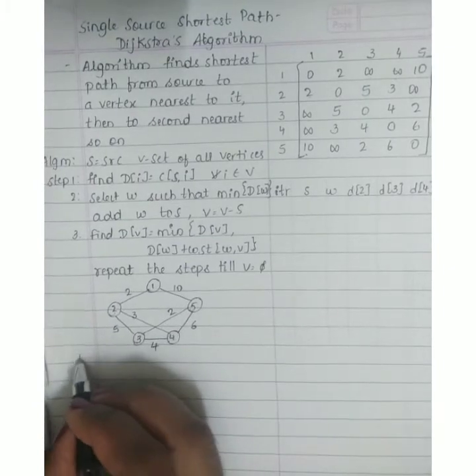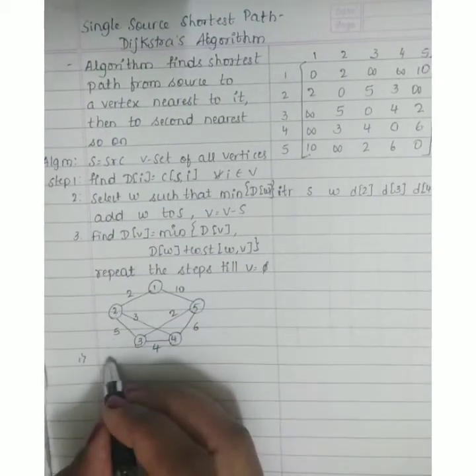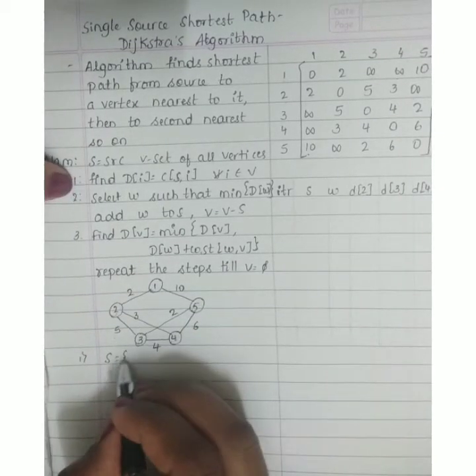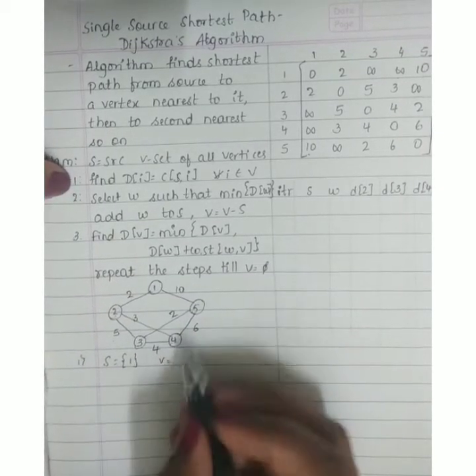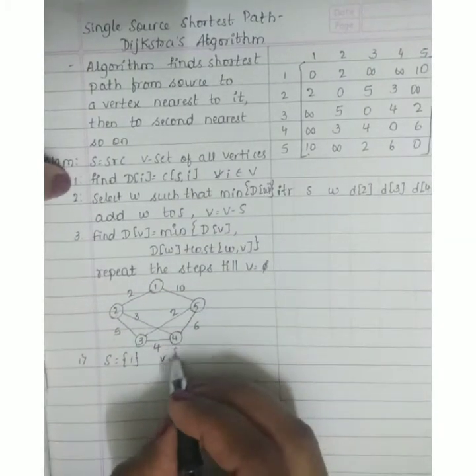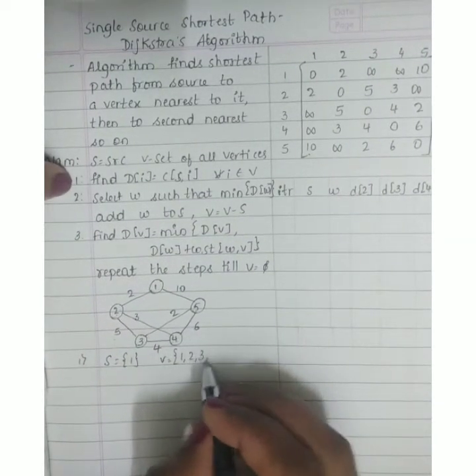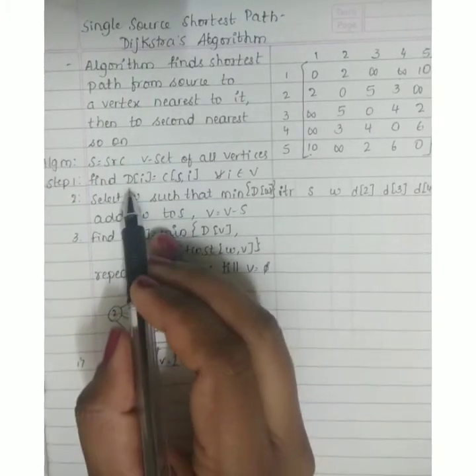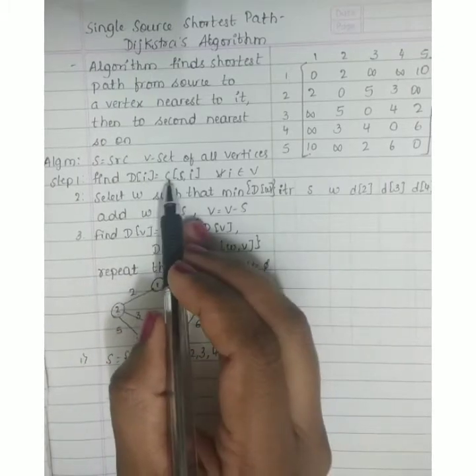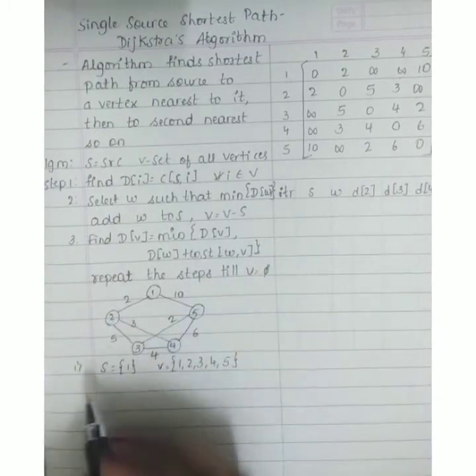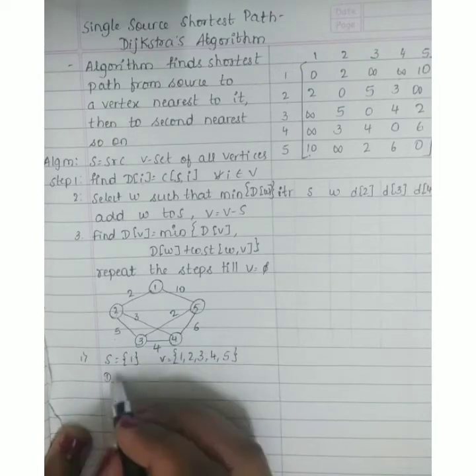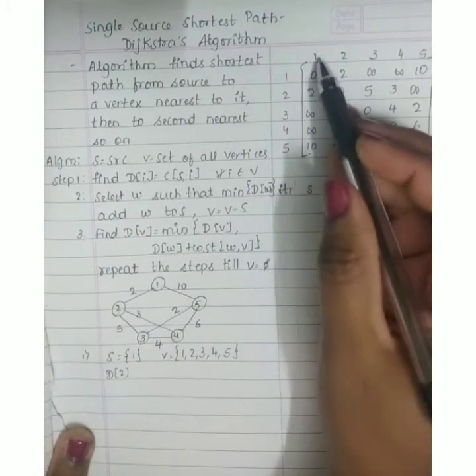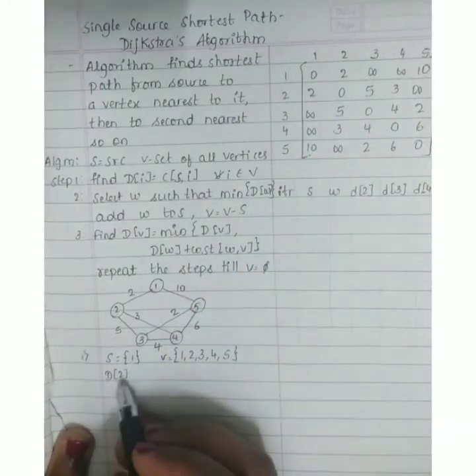So the first step here is, we consider S, let 1 be the source vertex. So S is 1. V gives the set of all vertices, so it is 1, 2, 3, 4 and 5. So what do we need to find? First we need to find d_i, which is the cost from S to i. We know the distance from any node to itself is 0, so we will not find d_1.